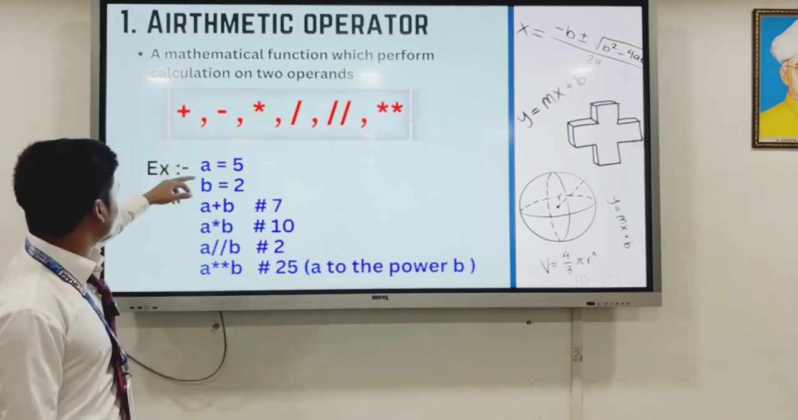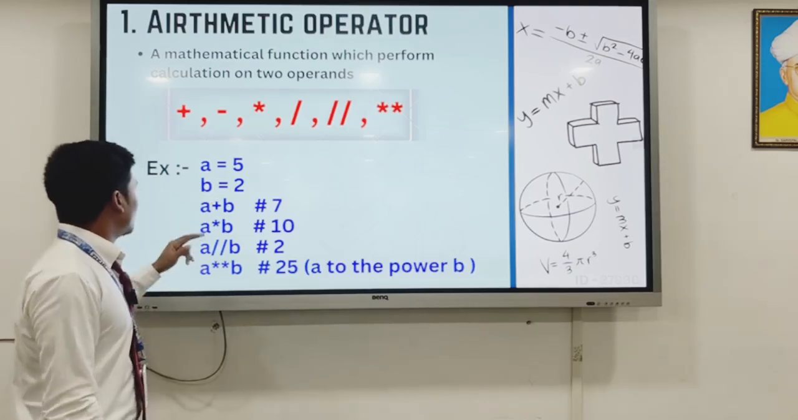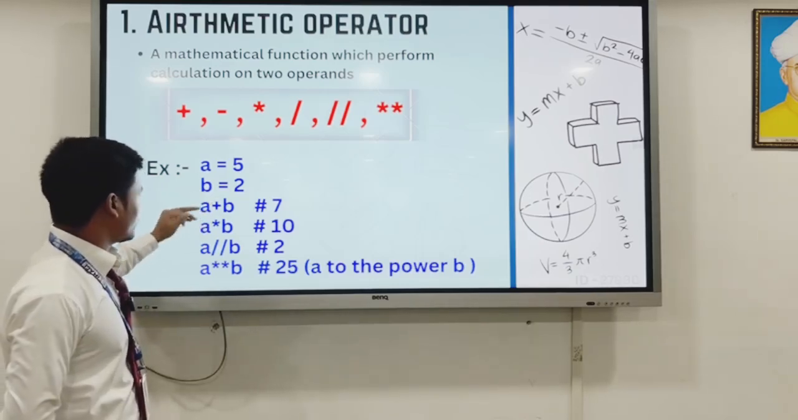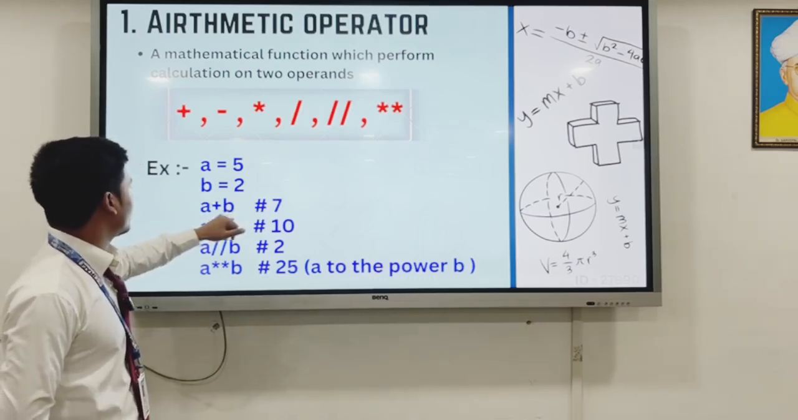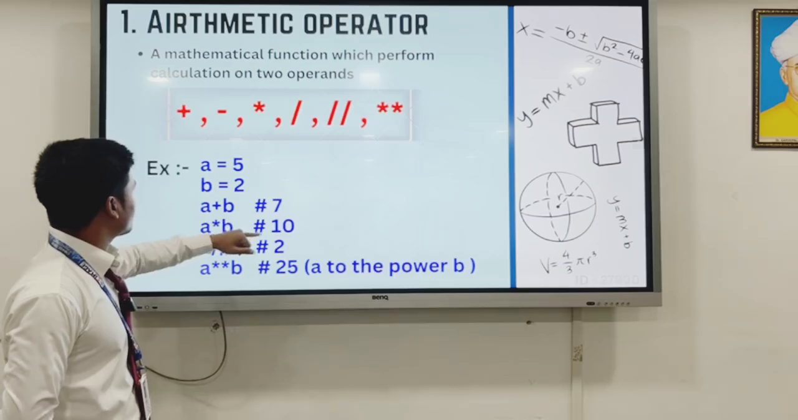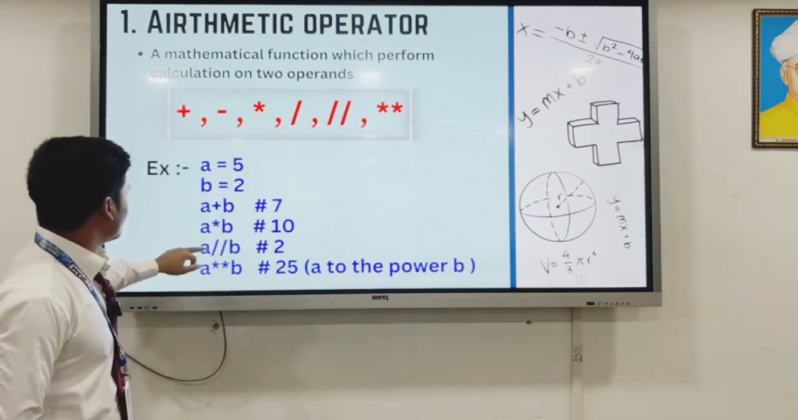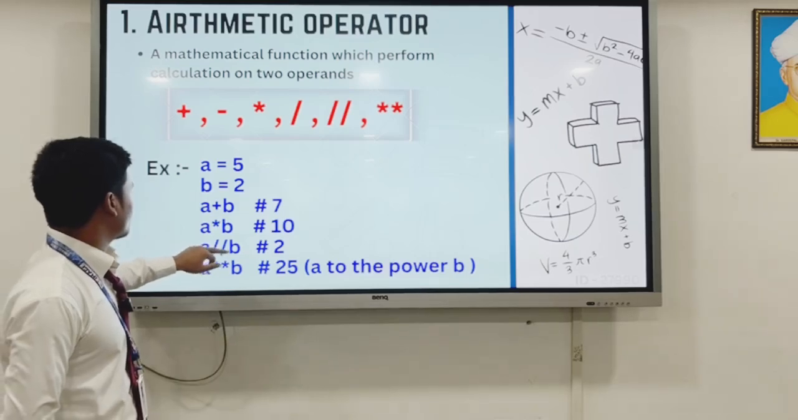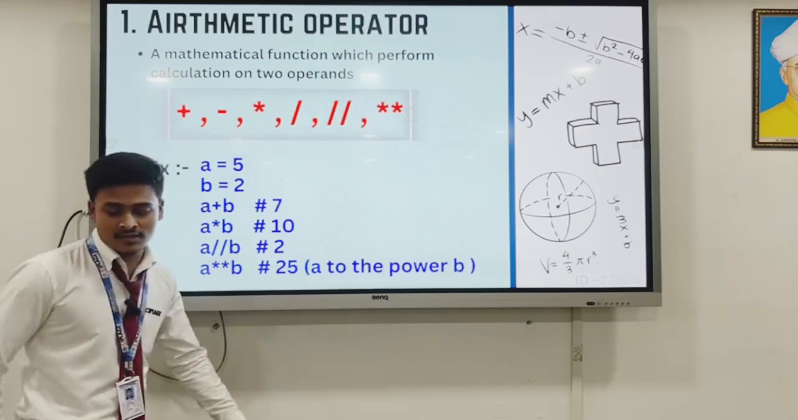This is an example. Suppose that A is equal to 5 and B is equal to 2, and we type in Python A plus B, then our output is 7. A into B, then our output is 10, because 5 into 2 is equal to 10. A division B is equal to 2, and A power B is equal to 25.